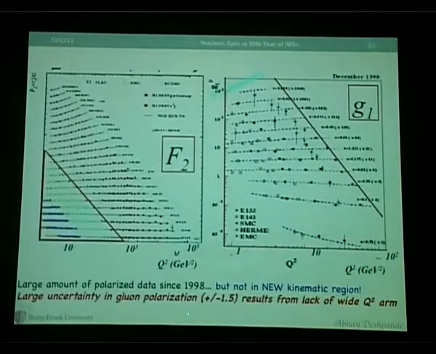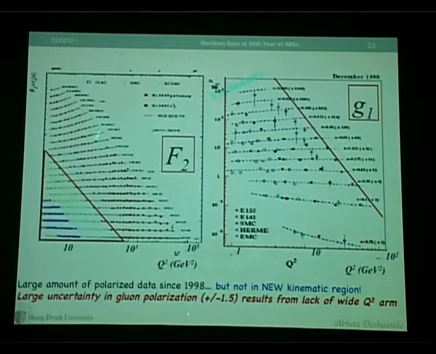Here is the same plot, the F2 structure function, and here is the G1 spin structure function. As of 1998, and as of today, it still has the kinematic range which is shown here, about 2 orders of magnitude in Q squared, and about 2 orders of magnitude in x. That entire triangle that I'm trying to show here fits in this corner of the F2 structure function plot.